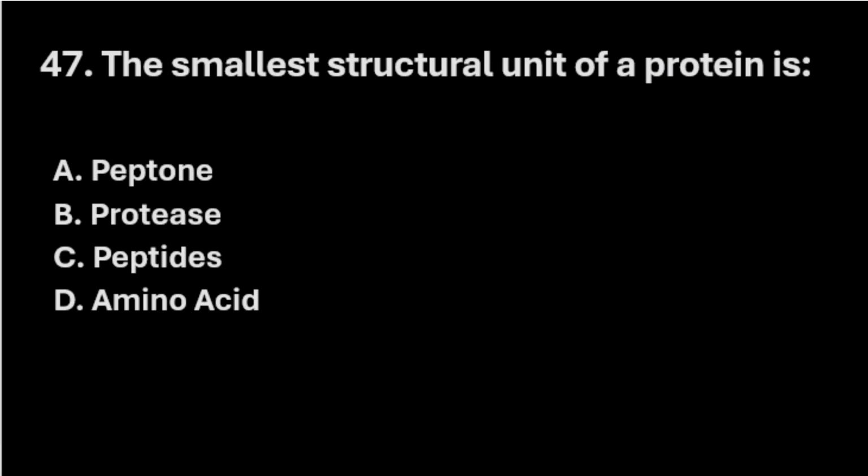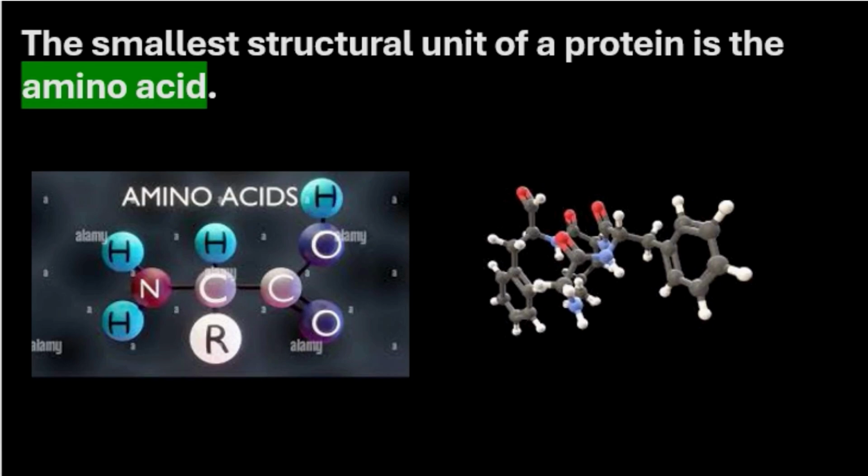Next question. The smallest structural unit of protein is option A, peptone, option B, protease, option C, peptidase, and option D, amino acid. The right answer here is option D, amino acid. The smallest structural unit of protein is the amino acids.